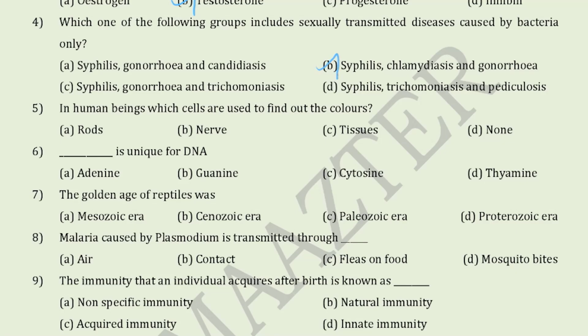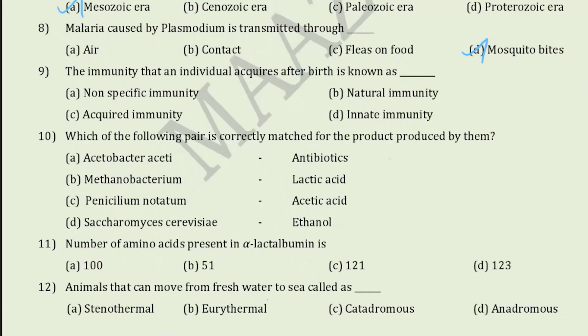Answer is option B. Next, in human beings, which cells are used to find out the colors? Answer is option A. Next, dash is unique for DNA. Answer is option D. Next, the golden age of reptiles was. Answer is option A. Next, malaria caused by plasmodium is transmitted through. Answer is option D. Next, the immunity that an individual acquires after birth is known as.